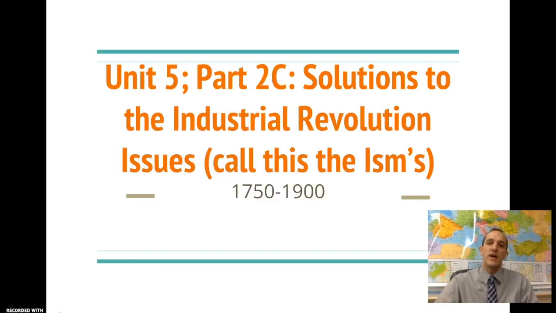Again, this is Unit 5, Part 2. It's all about the Industrial Revolution. So we had an A video, a B video, and this is the C video. It's on solutions to the Industrial Revolution issues. I call this the Isms, 1750 to 1900.